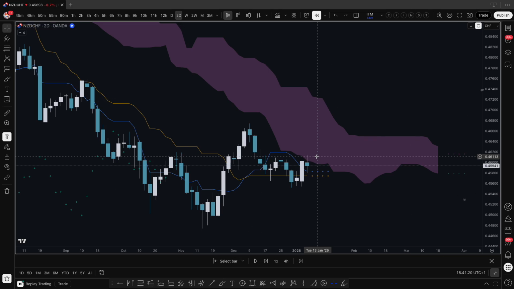So we have confluences among higher time frames, weekly, and lower time frames, 2 days. We are bearish on both of them, and it only confirms our bearish bias. So that's it with Ichimoku. Let's move to technicals.